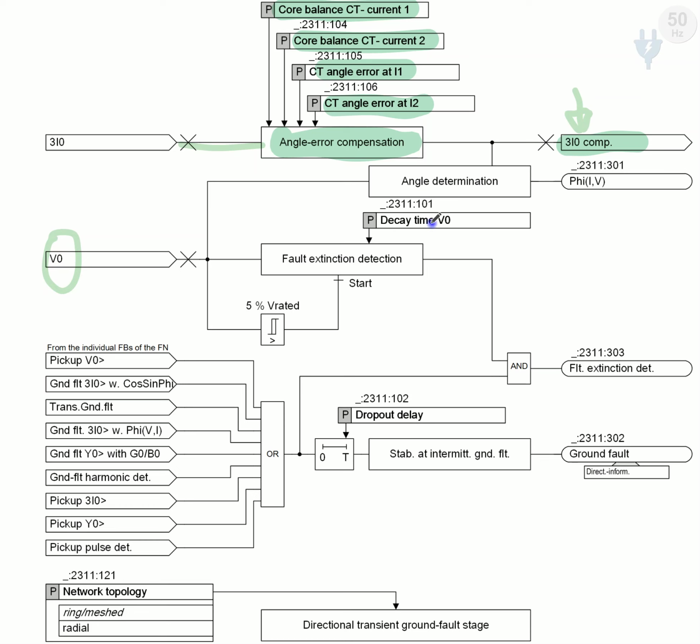We will discuss how these components work, how the angle is determined, how the fault extension is detected, and how much the decay time should be for the detection of the fault extension, and all these components and blocks.